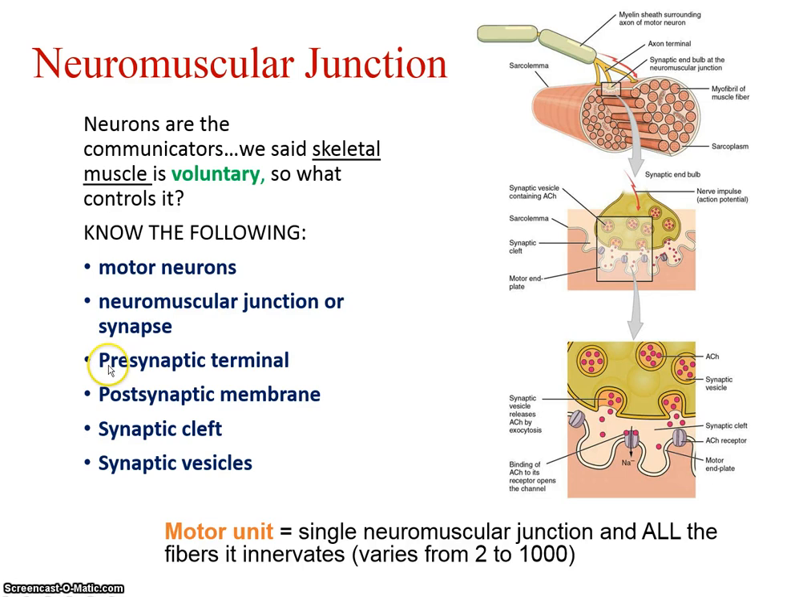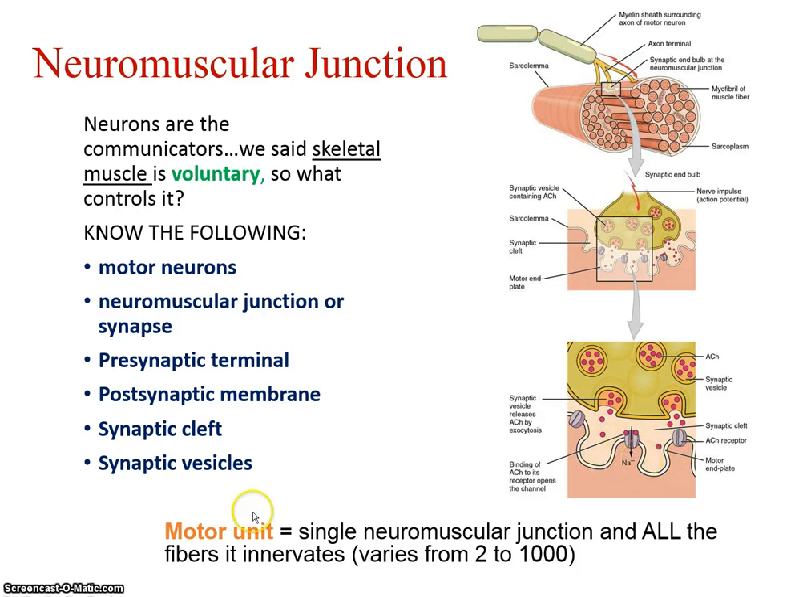We will use language like presynaptic, so before the junction, and postsynaptic, after. So the presynaptic terminal is the end of the axon. The postsynaptic membrane is the sarcolemma. The synaptic cleft, again, is that physical space shown here. And then synaptic vesicles, these are what form in the axon and are released by exocytosis into the synaptic cleft, and they diffuse from this area where they're high to this area where they're low, across that short distance, and they can then interact with a muscle.